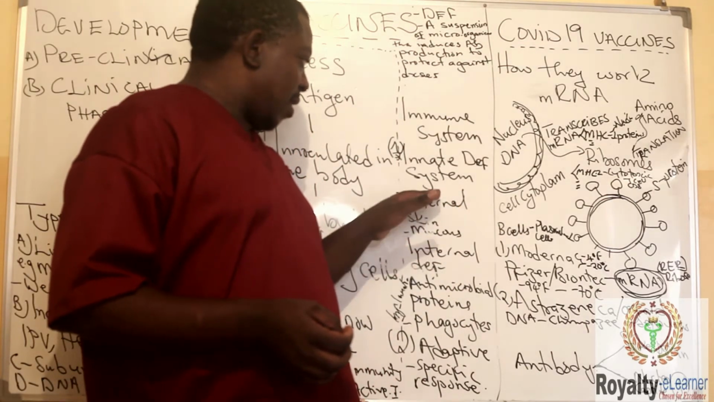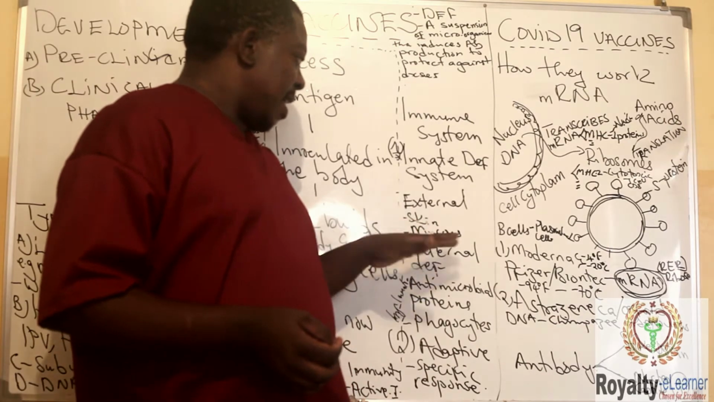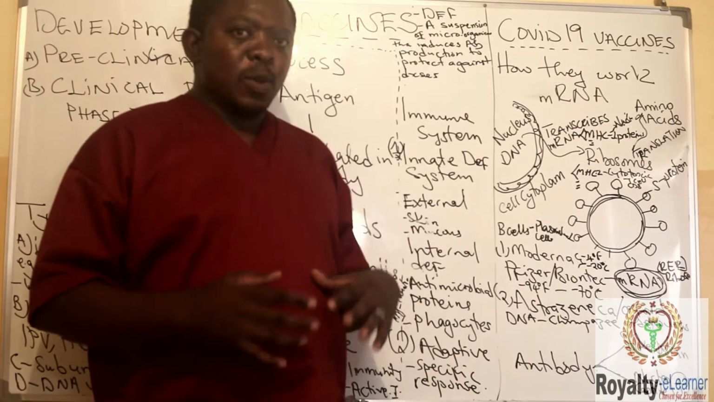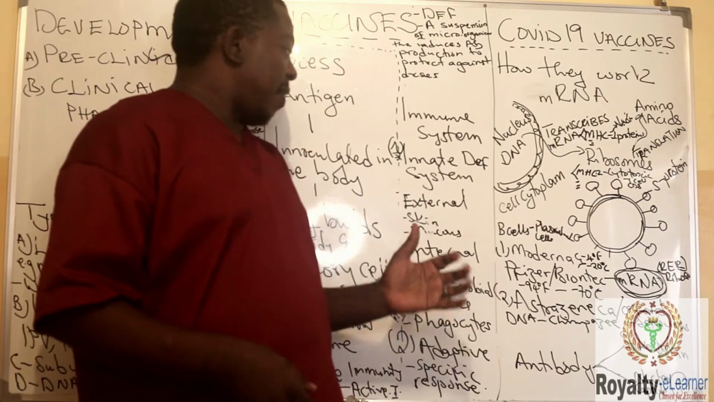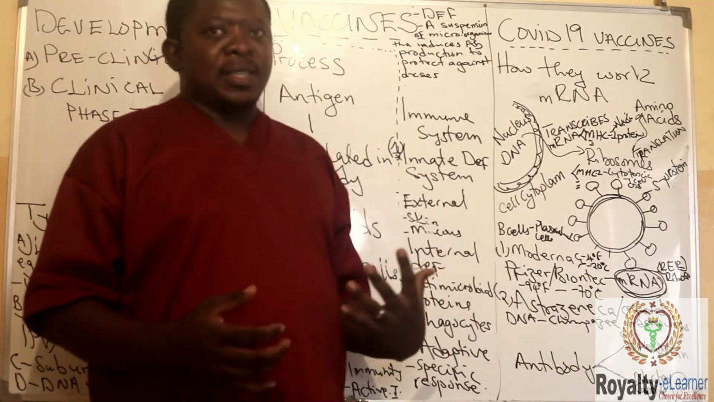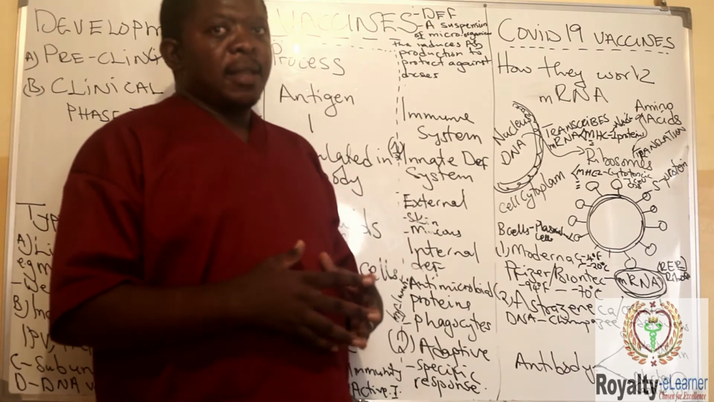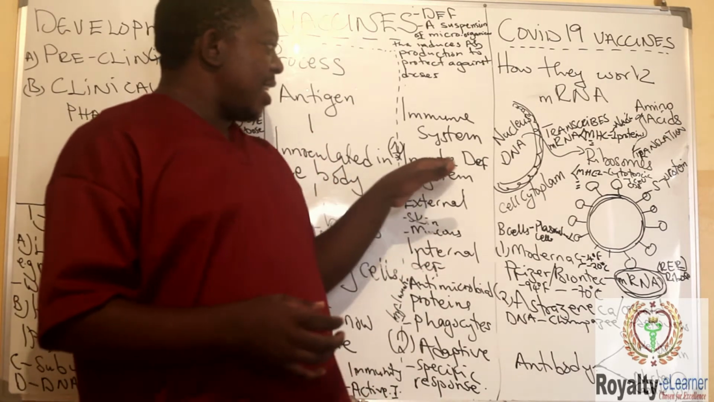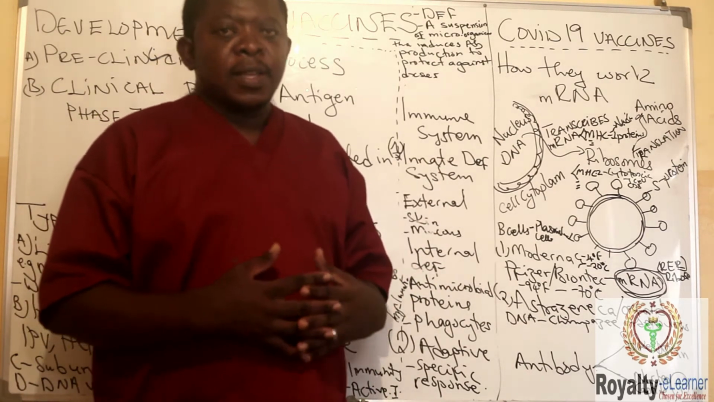Okay, this is the external part of our immune system. So we have the skin and the mucous membrane, mostly the skin forming the barrier, and then the mucous membrane. Then we have the internal parts of our defense system that fall under the innate defense system. Okay, so we have the internal.